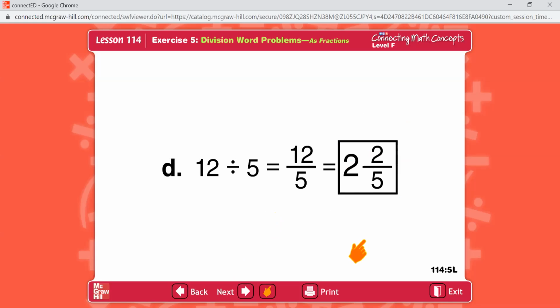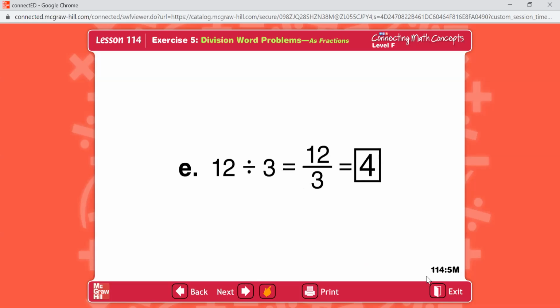Problem E, you divide 12 into 3 equal parts. Pause the video now to write the equation, the fraction, and the whole number it equals. When it says you divide 12 into 3 equal parts, that means 12 divided by 3. The fraction would be 12/3. And what does 12 divided by 3 equal? 4.